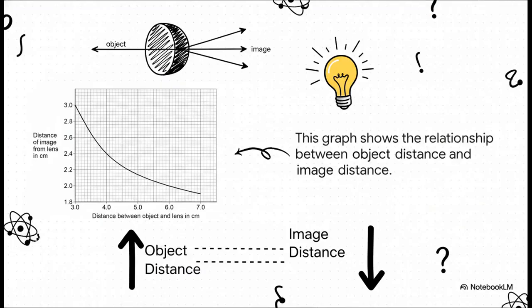So here's the graph we're working with. Along the bottom, the x-axis, you've got the object's distance from the lens. And up the side, the y-axis, is the image's distance. The question asks us to describe the relationship between them. Seems easy enough, doesn't it?